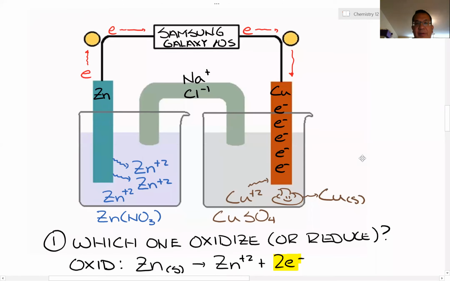Now, go back to my screen sharing. Come on, screen sharing. Okay. Now, so that's what's happening right now.